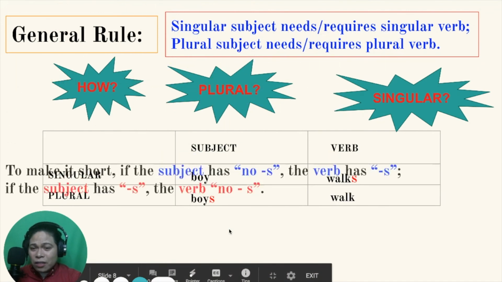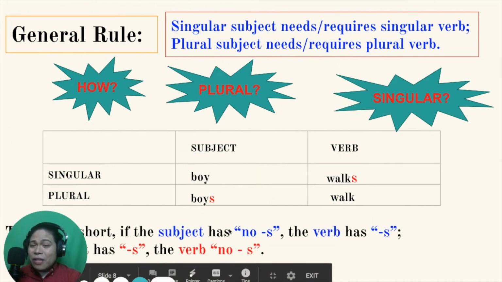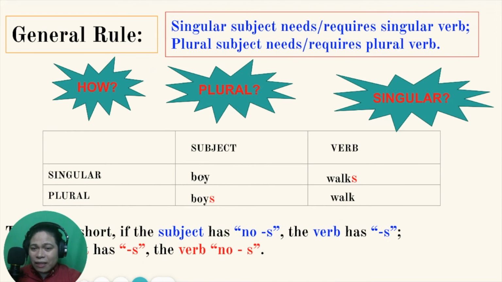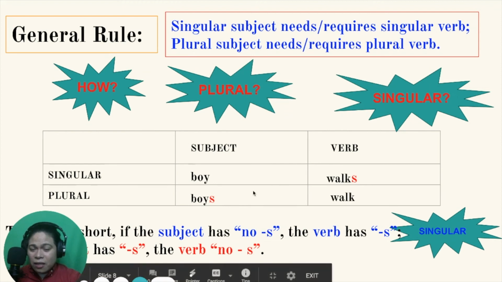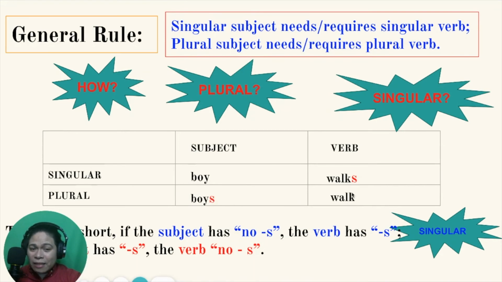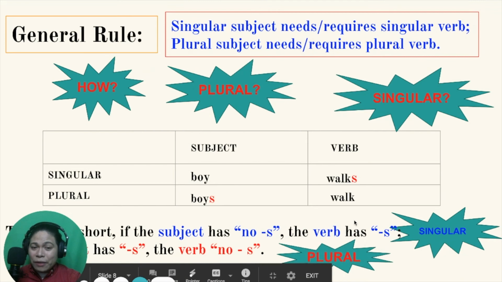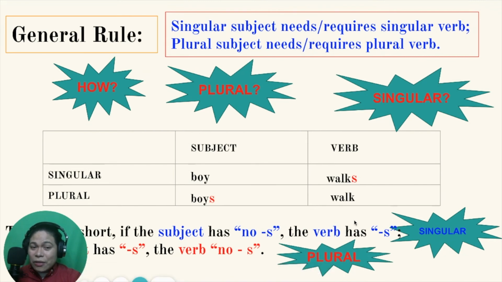Okay, in short, if the subject has no S, look at that. If the subject has no S, the verb has S. And that is singular. Okay, again, if the subject has no S, the verb has S, and that should be singular. On the other hand, if the subject has S, the verb has no S, and that is plural. Okay, so you get the difference of the two.